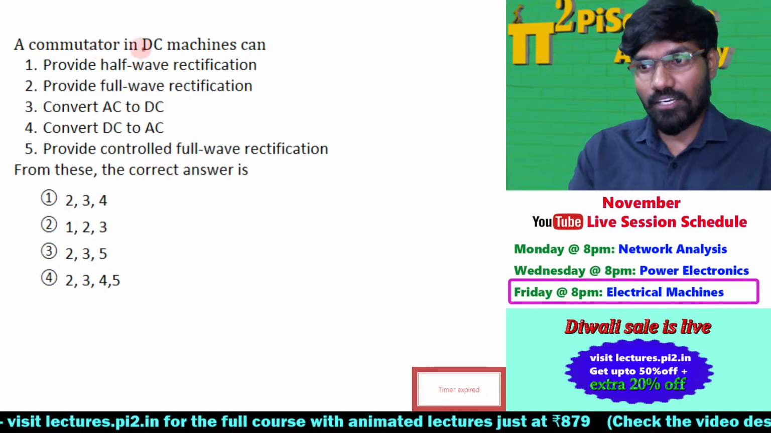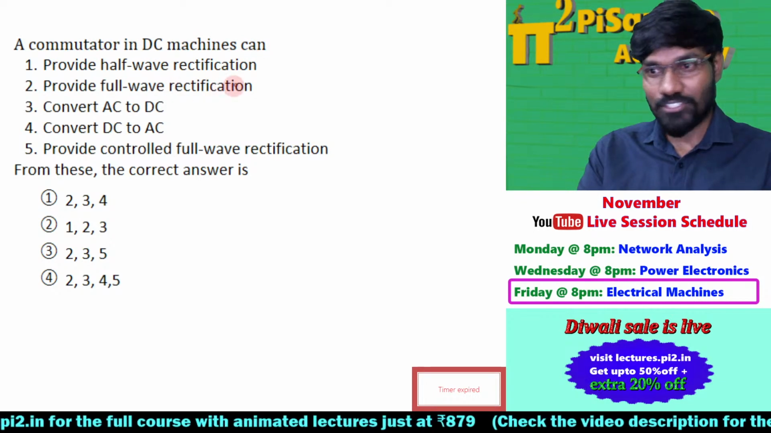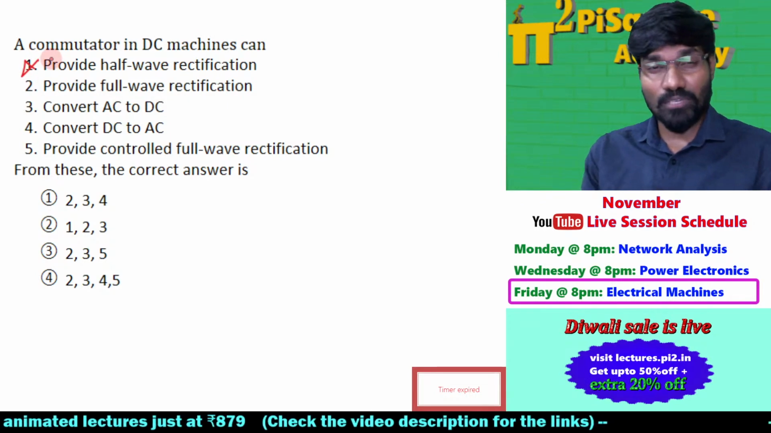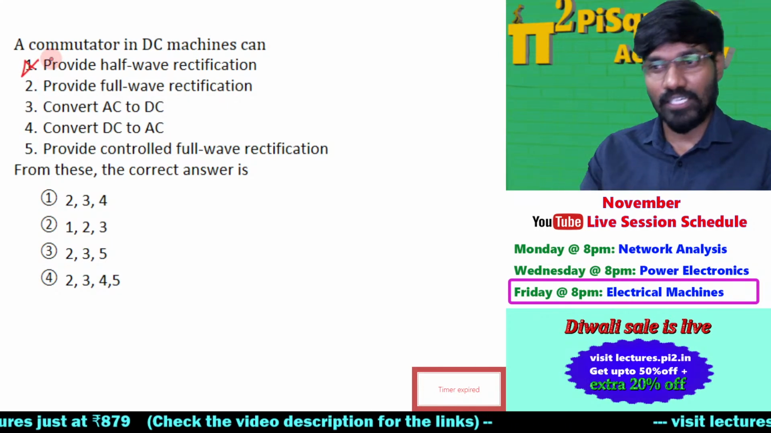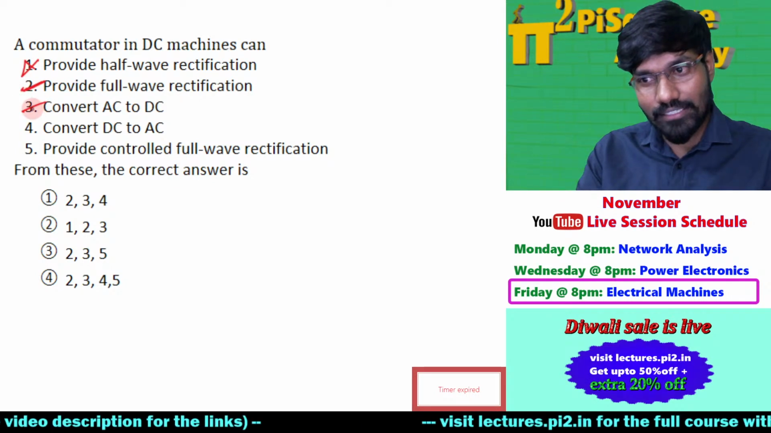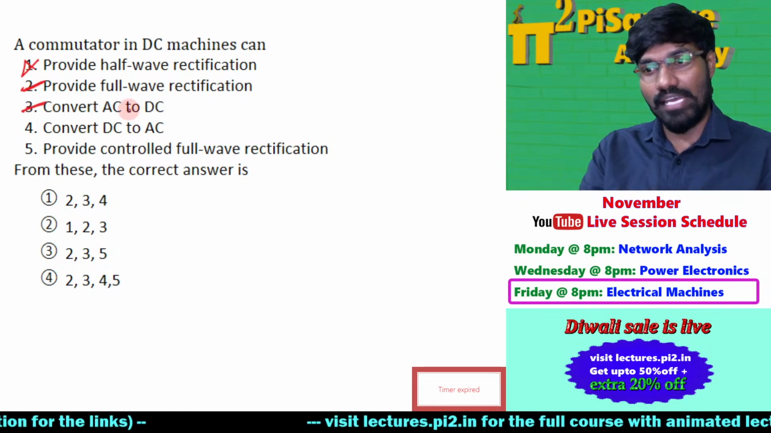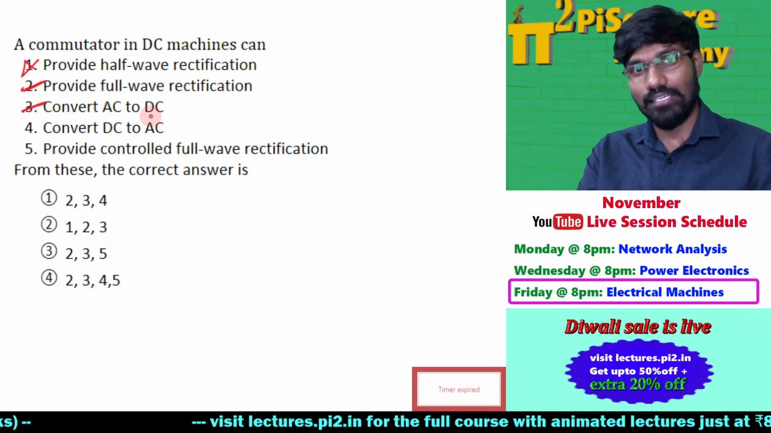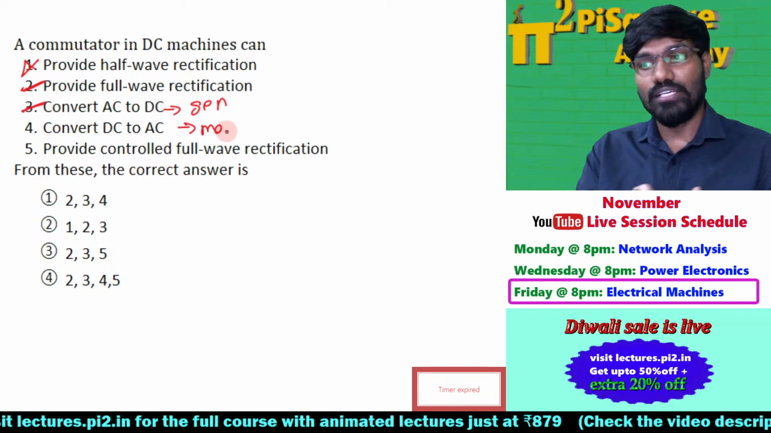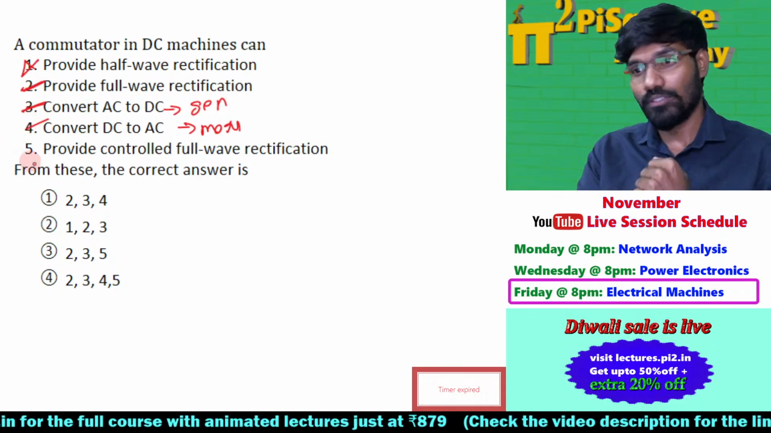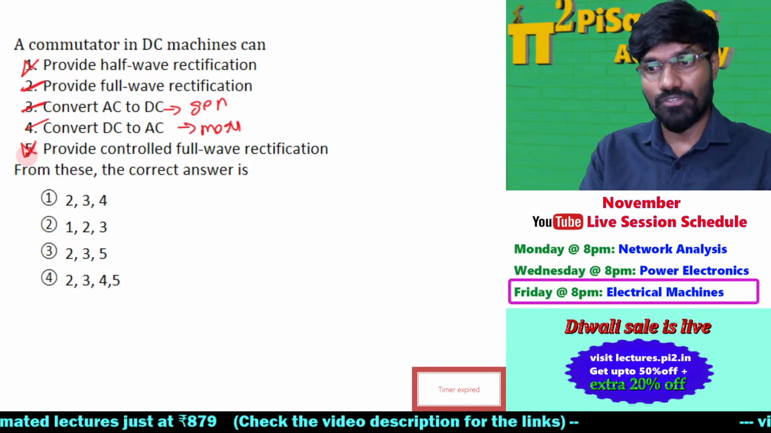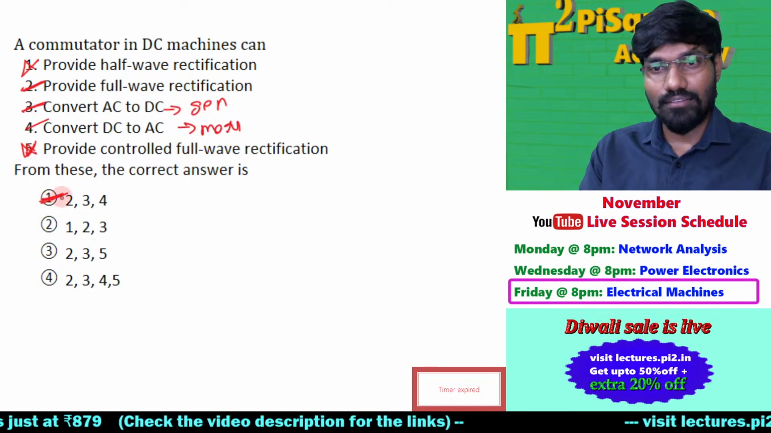A commutator in a DC machine. Oh, this is the question you're talking about, right? Half-wave rectification. The commutator is not a half-wave rectifier. It's a full-wave rectifier. It provides full-wave rectification. And of course, yes, it does convert from AC to DC, exactly as Gautam was saying: AC to DC in case of a DC generator, DC to AC in case of a DC motor. It does both. Provides controlled full wave rectification? No, uncontrolled full wave rectification. This is wrong. Yes, the correct one is this.